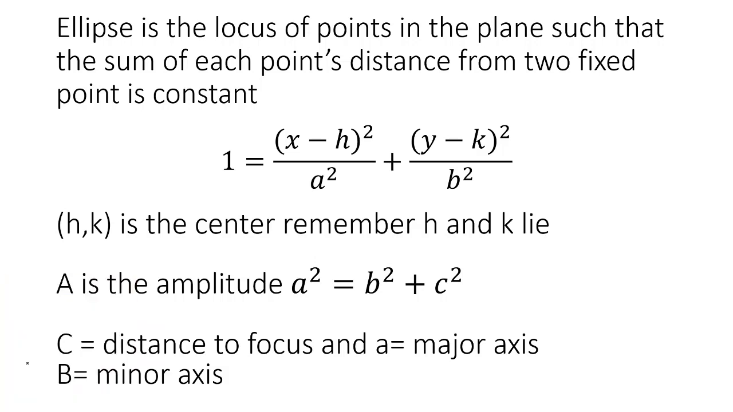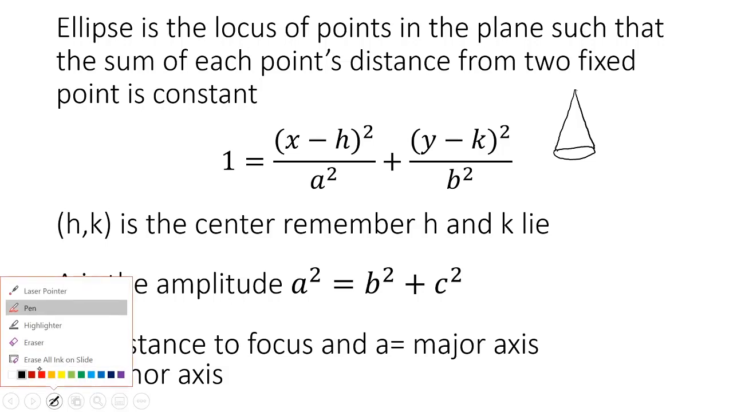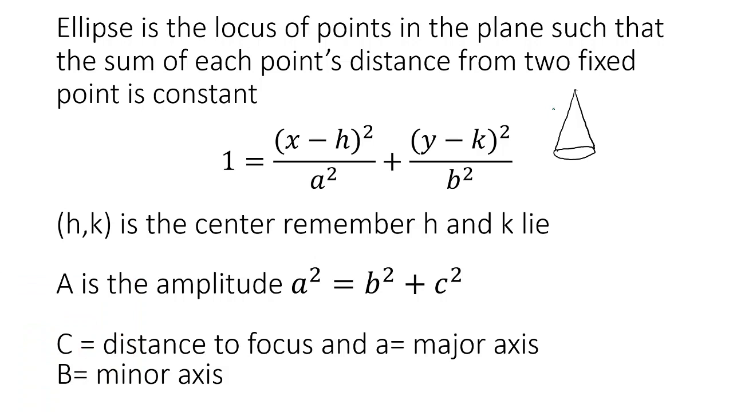Conic sections: if we have a cone, we can slice that a number of ways. And right now we have three different ways that we slice it. One is parallel to the nappe, or the top or the bottom, and that would get you a circle.